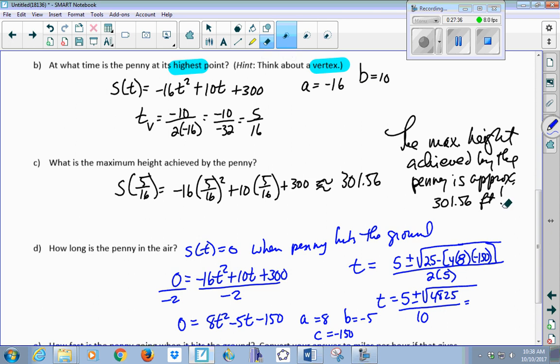So to help make this a little bit easier, I can pull a square root of 25 out of here. So the square root of 4825 is the square root of 25 times the square root of 193, which is 5 square roots of 193. So this becomes 5 plus or minus 5 square roots of 193, all divided by 10.